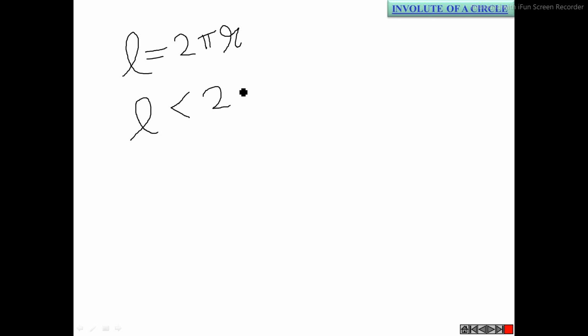Now there are 3 cases in order to get involute of a circle. Those 3 cases are: length of the thread can be equal to circumferential length of the circle, that is 2 pi r. Length of the thread can be less than the circumferential length, and length of the wire which you are wrapping and unwrapping it can be greater than the circumferential length.